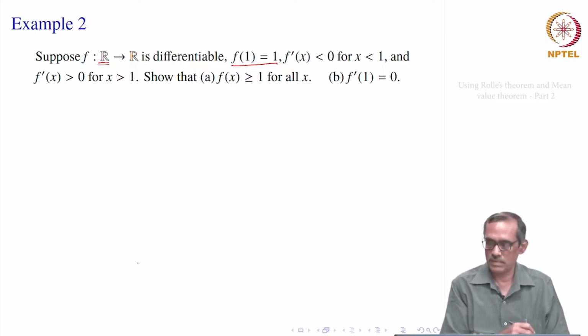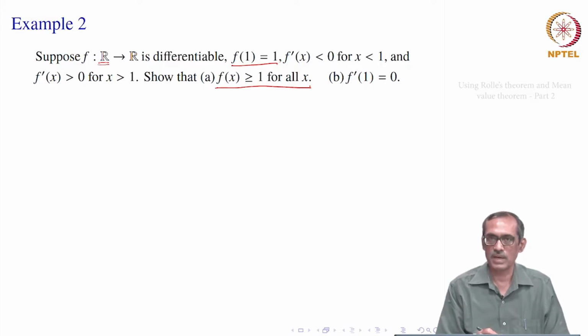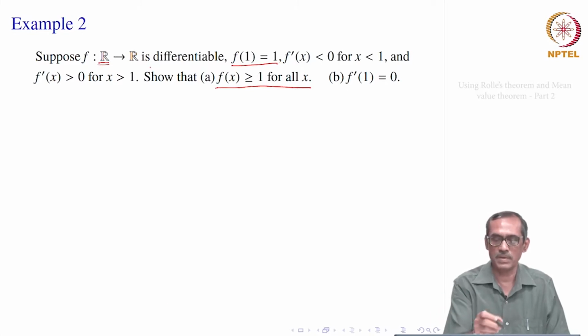So, it is negative to the left of 1, positive to the right of 1. We have to show two things. First, it suggests that f(x) is greater than or equal to 1 for all x. And second, f prime at 1 is 0, since f is differentiable.